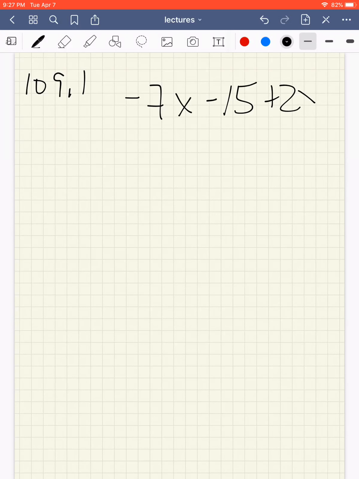Turn to page 459. Today we're covering advanced factoring, and the reason it's called advanced is because the coefficient on the x squared is not just a 1 anymore. So if you look at 109.1, the first thing we want to do is rewrite this in descending order. Any factoring problem, that's what you want to do. So this will become 2x squared minus 7x minus 15.